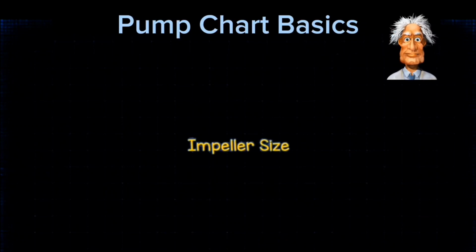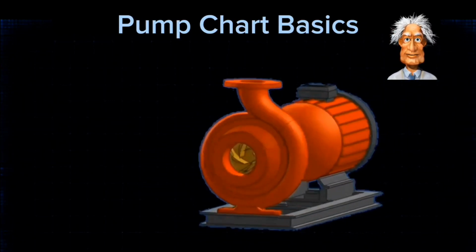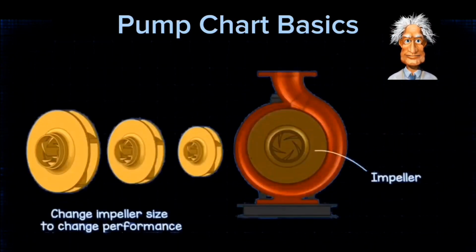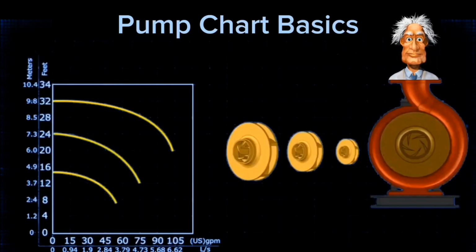Impeller size. With centrifugal pumps, we can often change the size of the impeller. The diameter of the impeller will change how much water can be moved, so on some charts you'll see multiple performance curves which give us the performance details of the pump for different diameter impellers. The size of the impeller will often be listed at the end of the line.